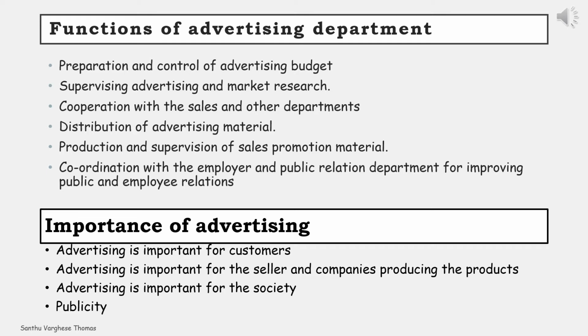The functions of the advertising department consist of preparing and controlling the advertising budget, supervising advertising and market research, cooperation with sales and other departments, distribution of advertising materials, production and supervision of sales promotion materials, and coordination with the employer and public relation department for improving public health and employee relations. So let's look at each and every point about the functions of the advertising department.